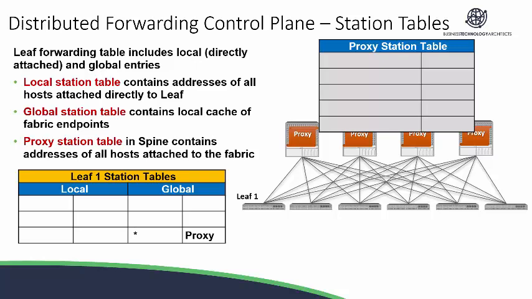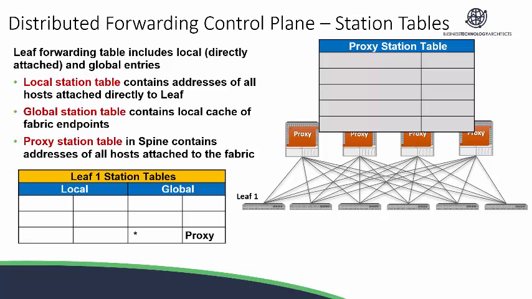So when a packet enters, the leaf searches the local station table and forwards the frame if there's an entry. If there's not an entry, it queries its global station table, then forwards it to the destination leaf. If there's no entry in the global station table, the leaf forwards the frame to the spine to perform a proxy lookup. The leaf updates its global station table. Upon detecting the return traffic, it can then perform direct forwarding. So the spine kind of operates like a default gateway.